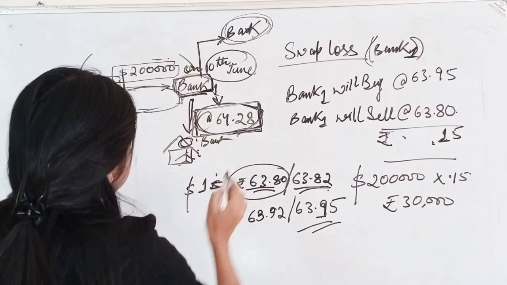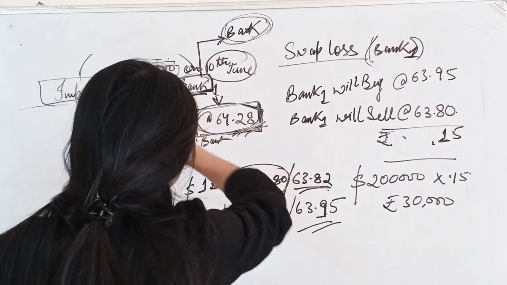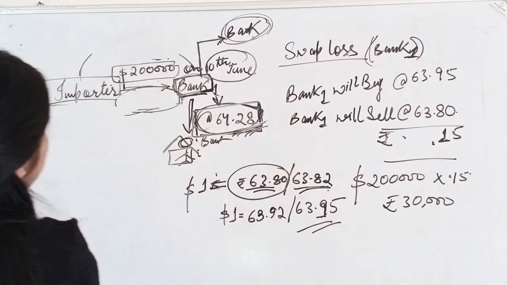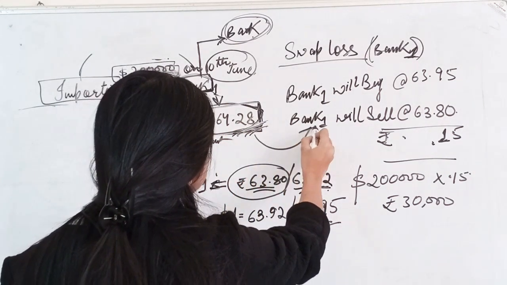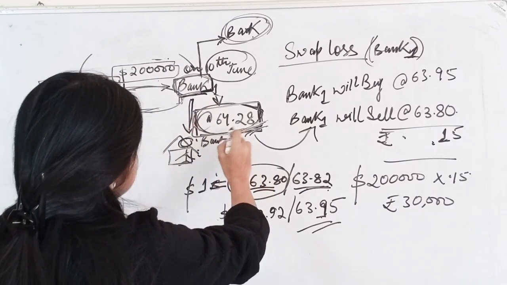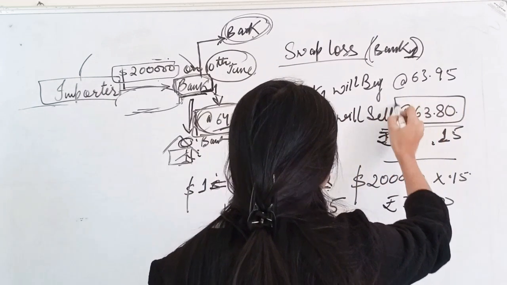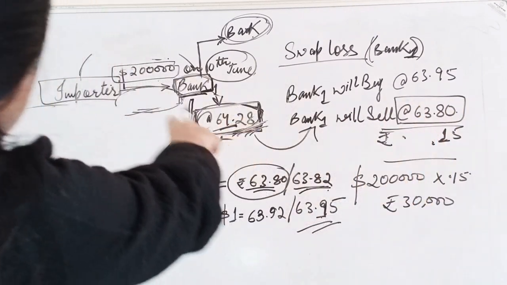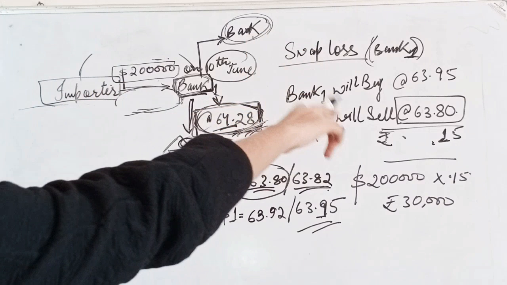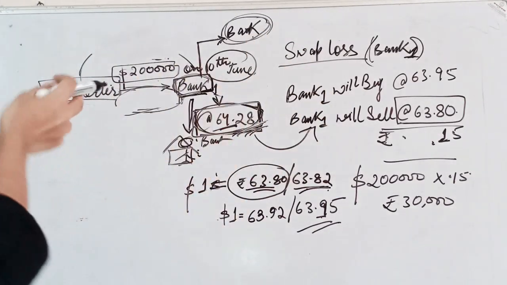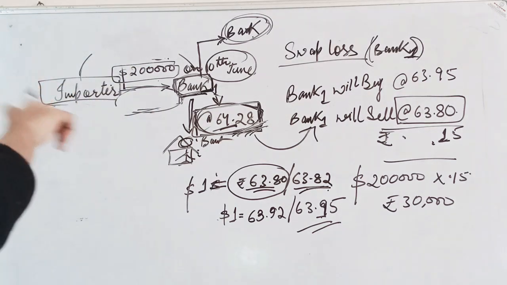this contract didn't happen, and the bank bought the $2 lakh at 64.28 and sold it at 63.80. Can you see the difference? The bank bought it at 64.28, which is higher compared to the rate of selling. Got it? Here you can see the bank buys at 64.28 and sold it to another bank 2 at the rate 63.80. So there is a difference now. The buying rate for the bank is higher than the selling rate, so it needs some fund for that.